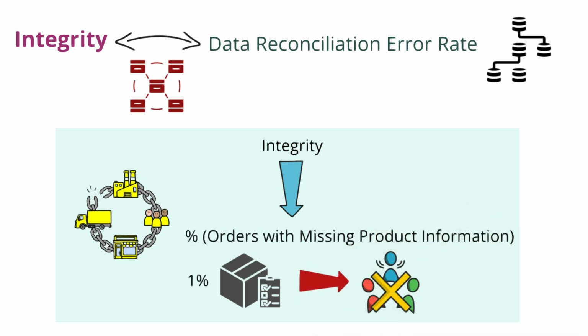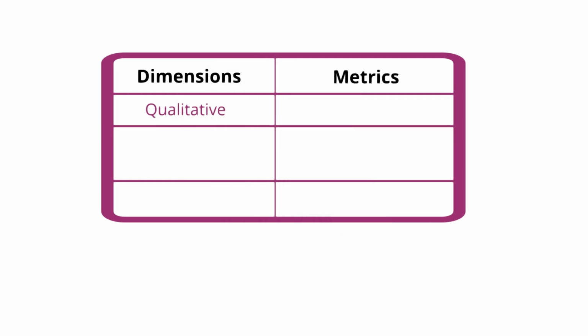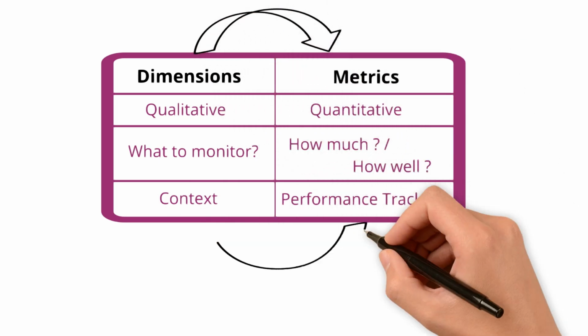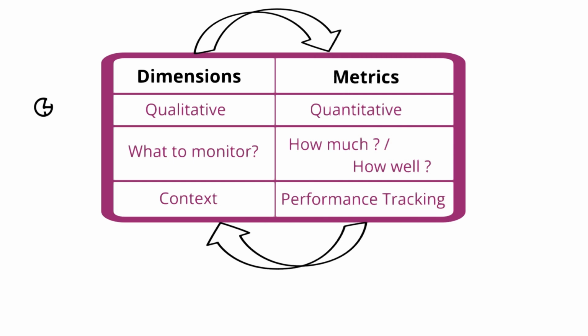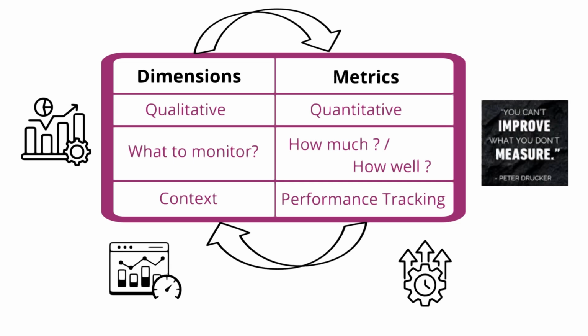To summarize the key differences between dimensions and metrics, dimensions are qualitative while metrics are quantitative. Dimensions help us assess what to monitor, while metrics tell us how much or how well. Dimensions give context, while metrics offer performance tracking. You can't have one without the other if you want a solid grasp of your data quality. All in all, tracking the right metrics for key dimensions gives you a clear view of the data's performance and where improvements are needed. As the saying goes, you can't improve what you can't measure.